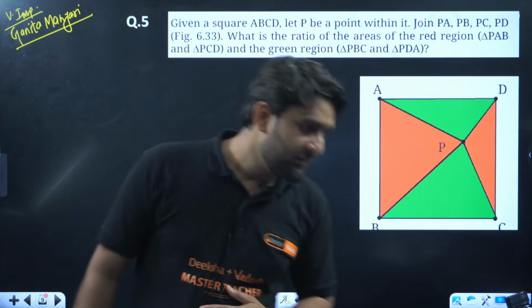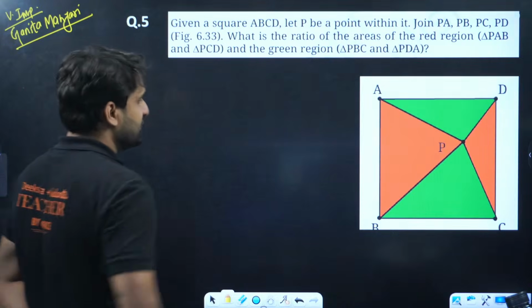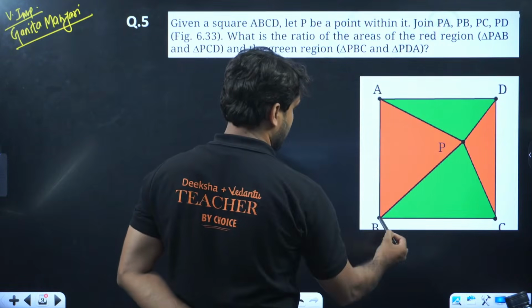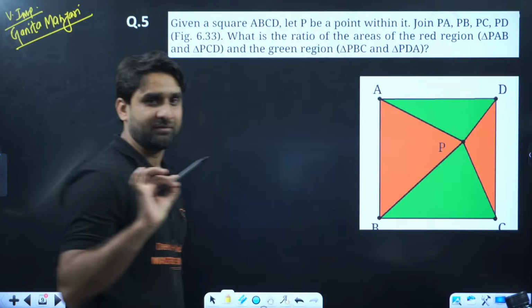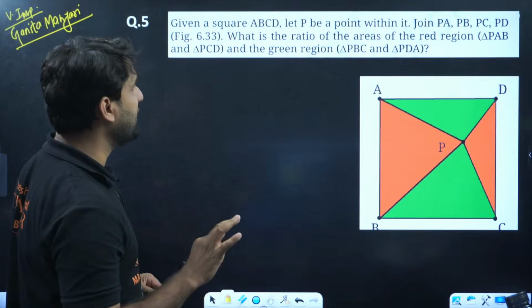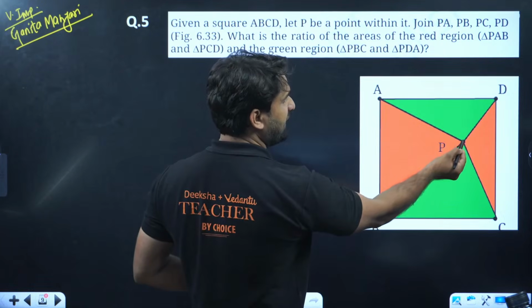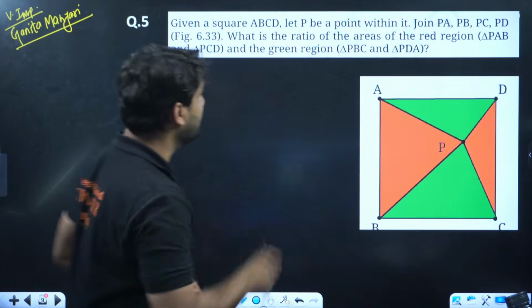Okay, look at the question. Given a square ABCD, so it is given that ABCD is a square. Let P be a point within it. So P is a point here. Can you see this is the point P, which is inside the square, within it.